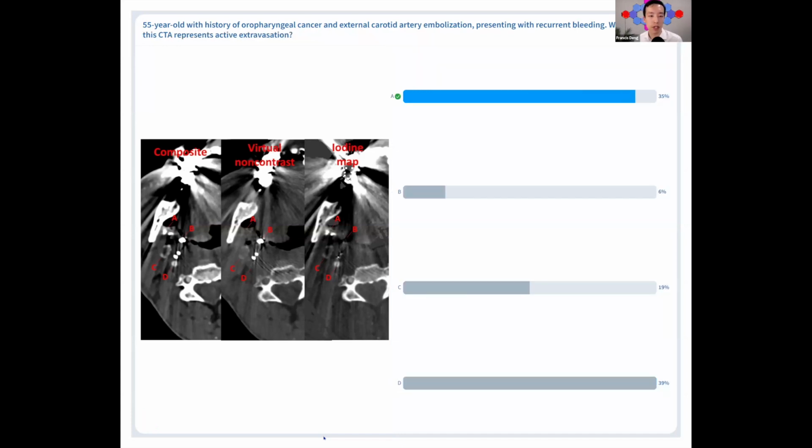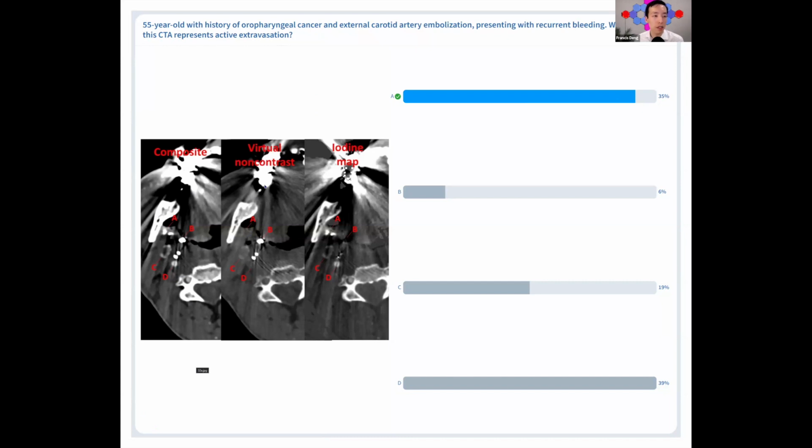So this is really a physics question asking about your interpretation of dual energy CT. On the composite image, I've pointed out 4 different hyperdense things. I told you they have a history of external carotid artery embolization and cancer. So your options are, is it a normal vascular structure? Is it contrast extravasation? Is it calcification? Or is it embolic material?